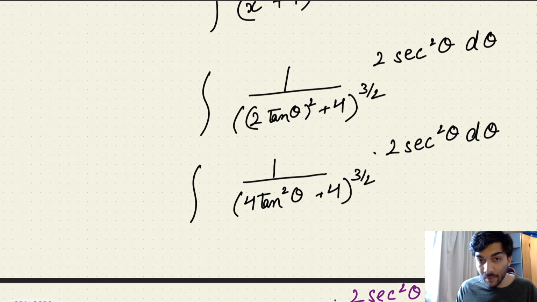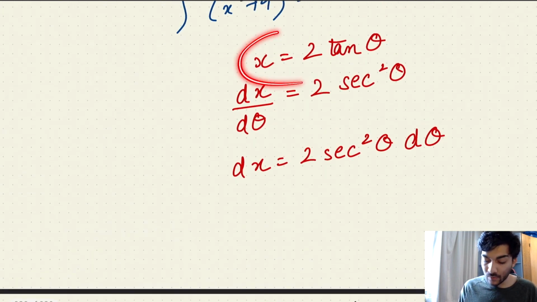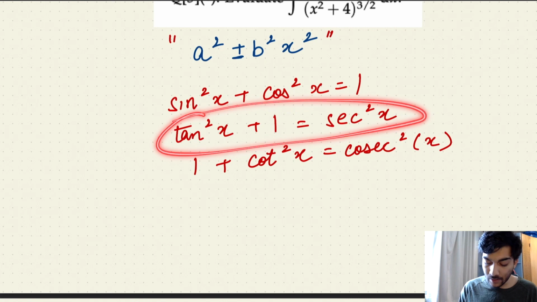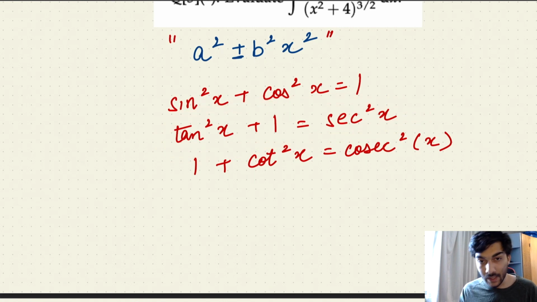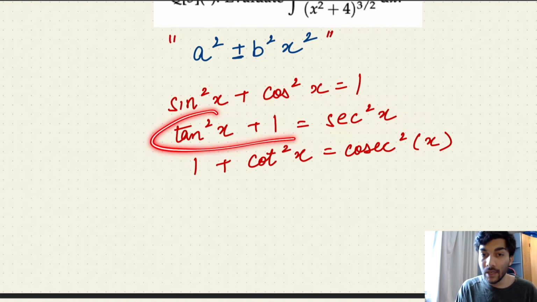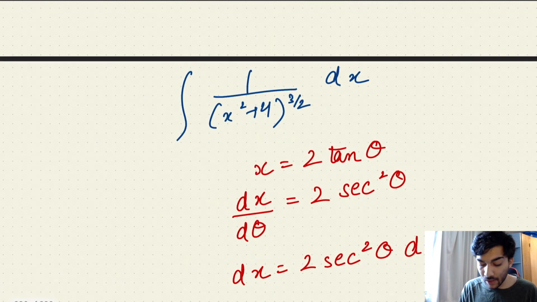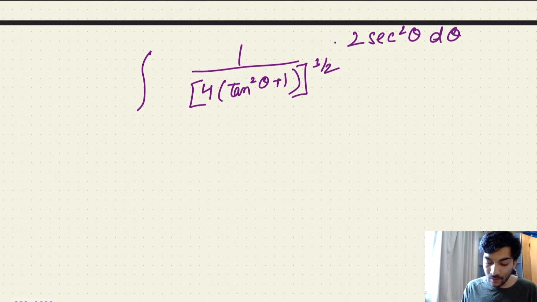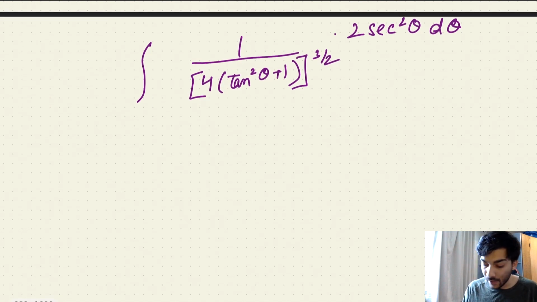And now you would be able to clearly see why we chose our x to be 2 tan theta. Because we know that tan square x plus 1 equals secant square x, which in this case, since we are dealing with theta, is tan square theta plus 1 equals secant square theta, right? And we can simply convert this tan square theta plus 1 into secant square theta using the trigonometric identity that we covered in the first half of the video.